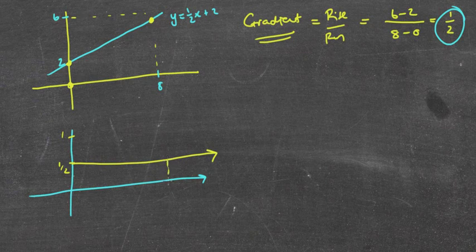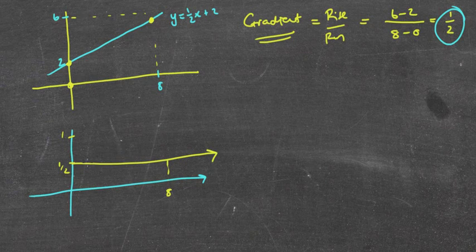I can still put my 8 in there as well, which means at any of those points, the gradient is always the same, which makes sense because the graph is a straight line. It doesn't change. It's not like a curve where it gets steeper or shallower, or is increasing or decreasing. It's just one constant line. So that shows us our gradient function. What else does it show us?